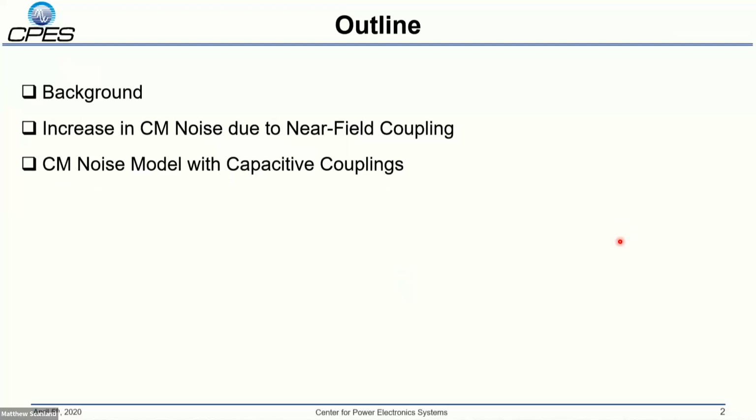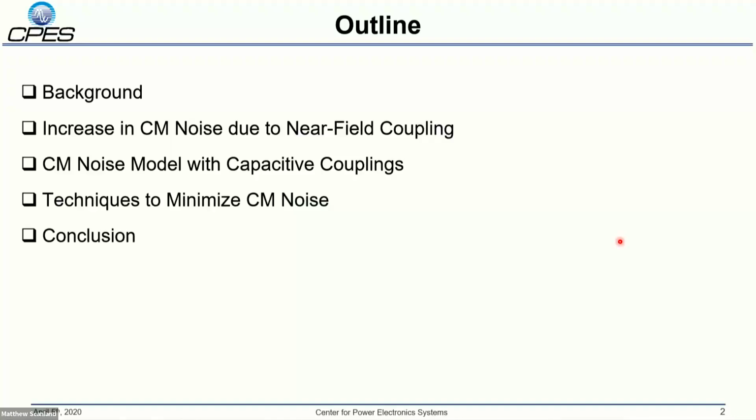Next, I will show how we derive a common mode noise model for this converter, which includes the effect of parasitic capacitive couplings. And finally, we'll explore different shielding techniques to reduce the coupling and reduce the common mode noise, and wrap up with a conclusion.